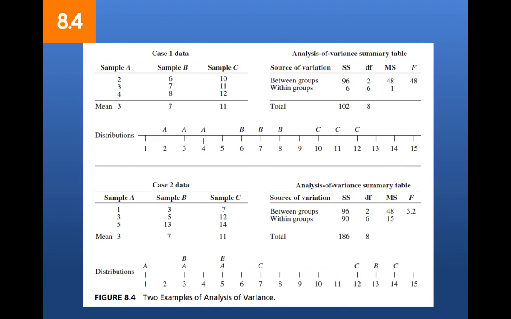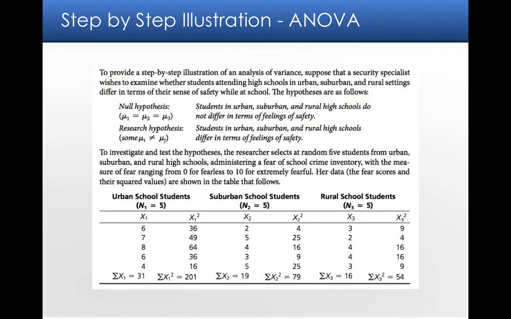Then we've got another one, right? So we've got an F ratio of 48 in the first one and an F ratio of 3.2 in the second one. So let's walk through an example, okay?